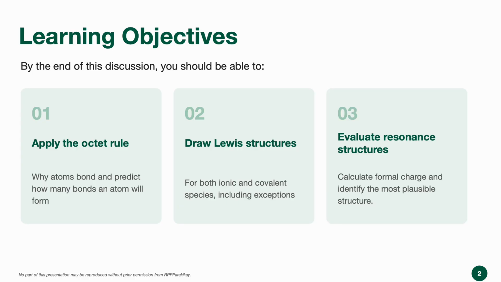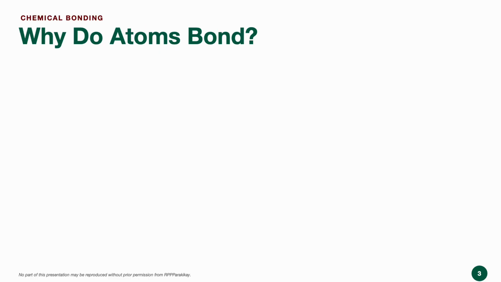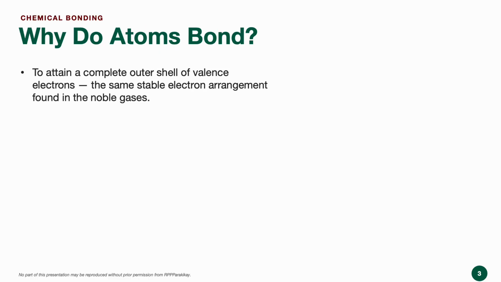And number 3, once a molecule can be drawn more than one way, we use formal charge as a tool to figure out which structure is the most plausible. So, why do atoms bond? It comes down to stability.